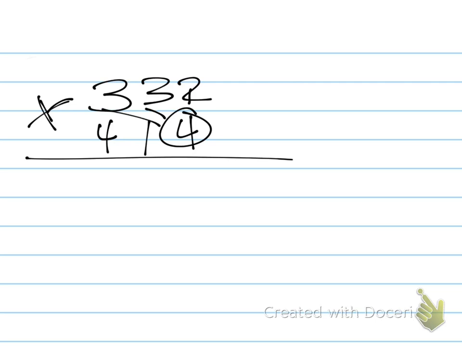So 4 times 2, 8. 4 times 3, 12. 2, carry the 1. 4 times 3, again, 12. Add that 1 in. So now we're done with the 4. So I'm going to erase that right there. Just get those lines out of the way. Put that 4 back in. Now we're going to go to 1.